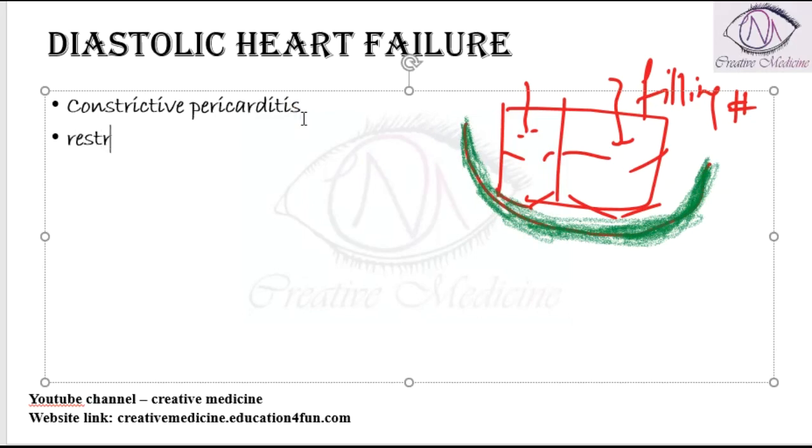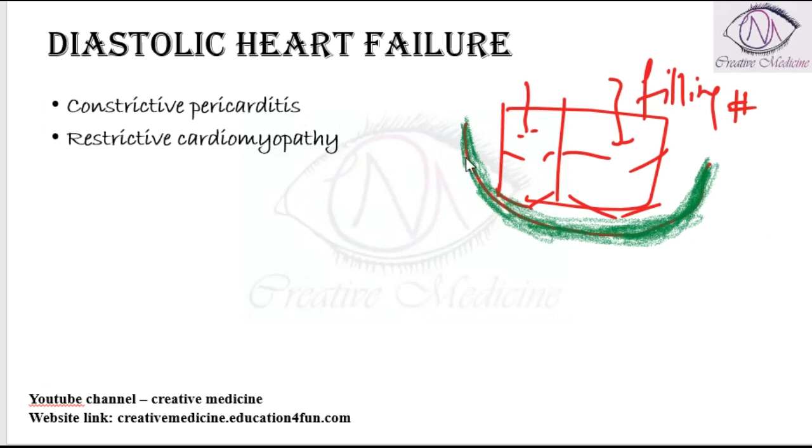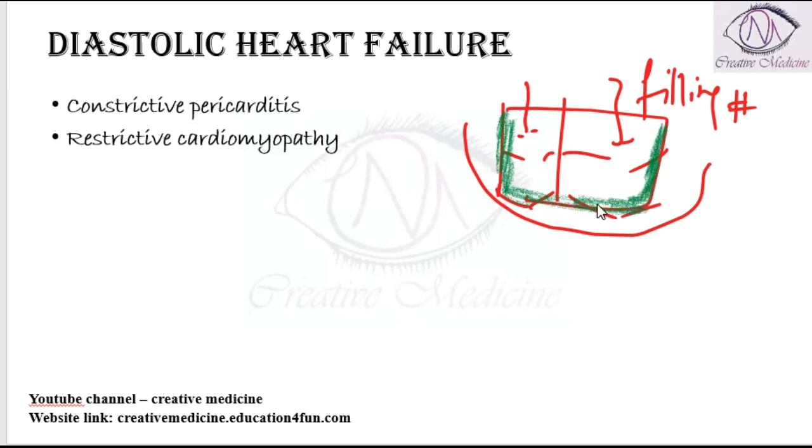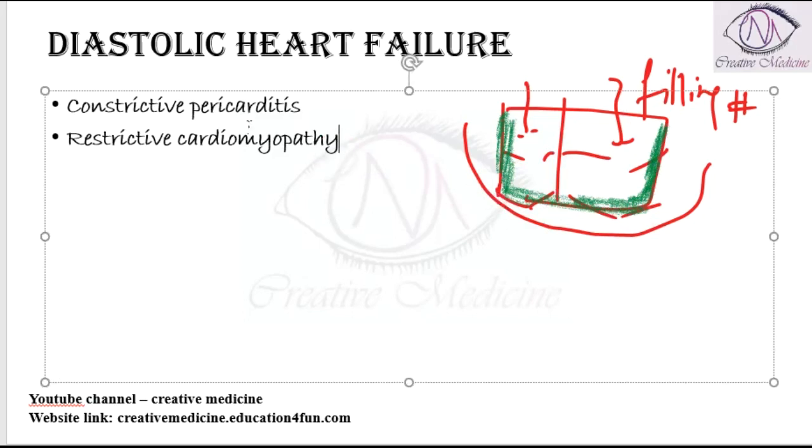Similarly, we have restrictive cardiomyopathy. Here the pericardium is completely normal. The problem is not in the pericardium but in the myocardium itself. There is fibrous deposition in the myocardium of the heart. Because of this, it is difficult for the heart to expand, and as a result this results in restrictive cardiomyopathy.